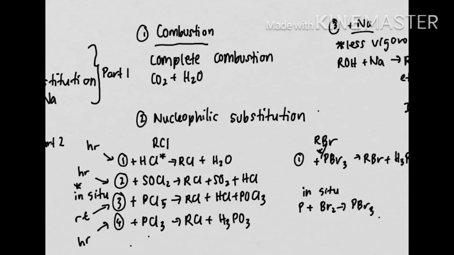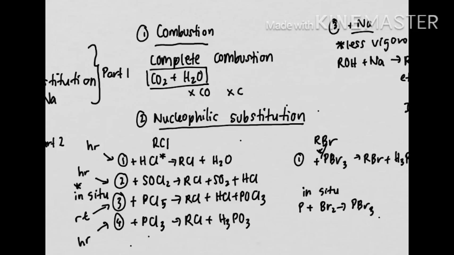So you will not get carbon monoxide, you will not get carbon alone over here. So you are only going to get carbon dioxide and water for complete combustion of alcohol. So do remember, for combustion of alcohol, you are only going to get carbon dioxide and water. Now, for the second reaction, we will look at the nucleophilic substitution reaction of alcohol.